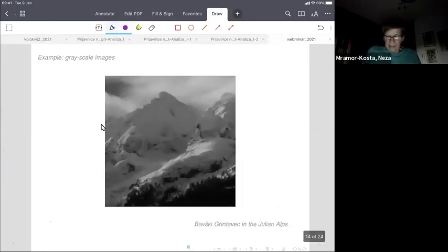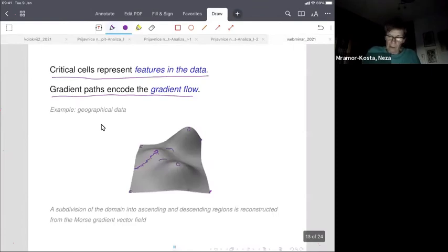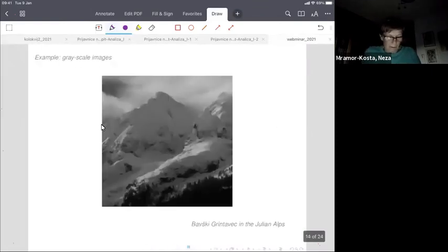Okay, well, here's another example of an application of discrete Morse theory to data. There are a lot of examples of image analysis using discrete Morse theory, and of course also other tools for computational topology.